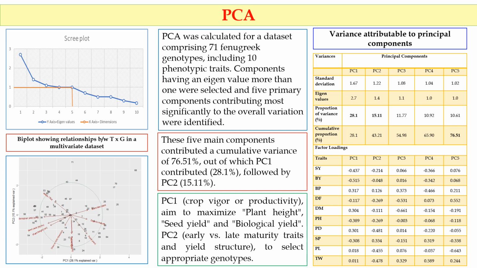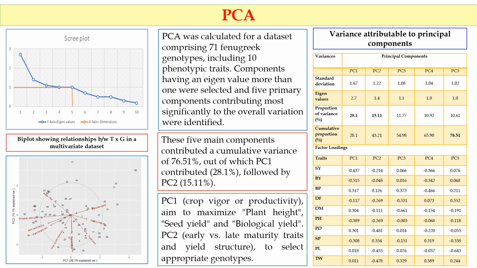So in the concluding remarks, we can say principal component 1 can be interpreted as a dimension of overall crop vigor and productivity, and the breeding programs that aim to maximize plant height, seed yield and biological yield should focus on moving genotypes towards the positive end of principal component 1.